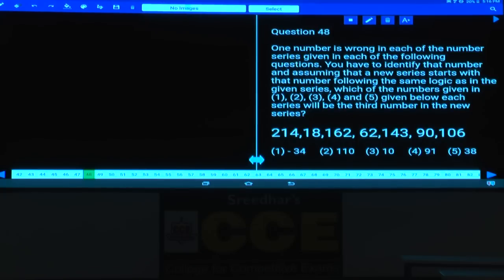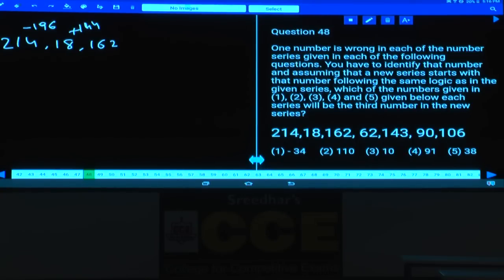Now 2, 14 and 18, tell me what is the difference between these two? 196. Plus 196 or minus 196? Minus 196. 18 and 162, what is the difference between these two? 18 plus 144 is 162. What are these numbers? 196 and 144. 196 is 14 square and 144 is 12 square.